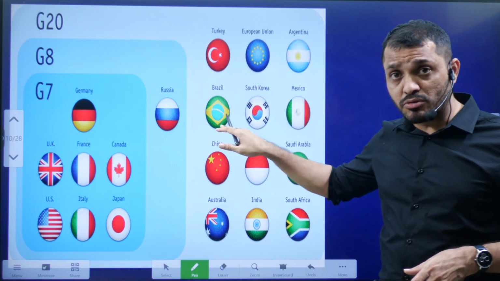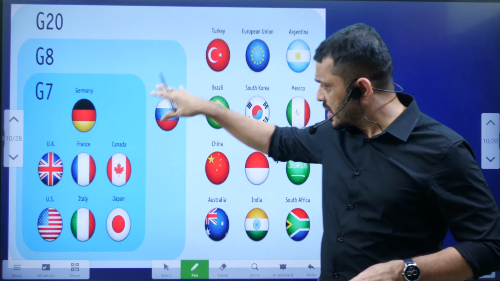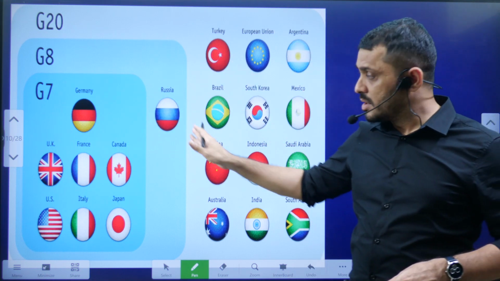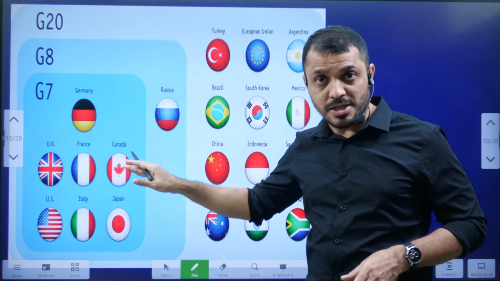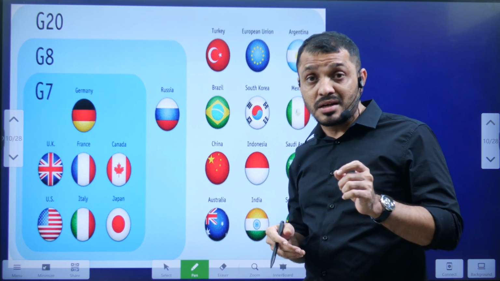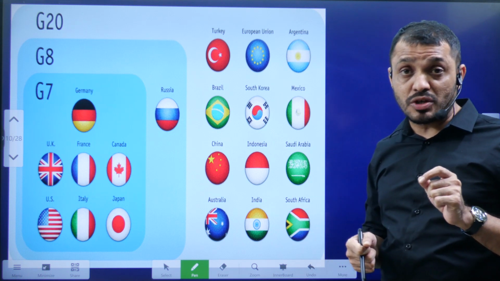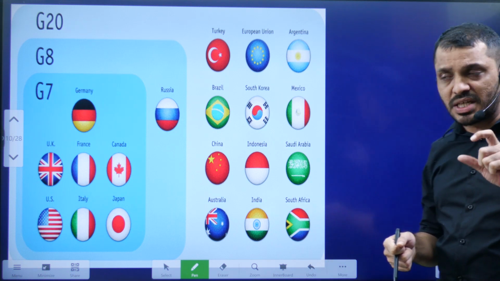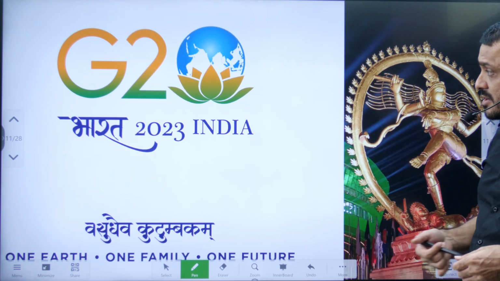So G20 includes the G7, Russia and the rest of the member countries. Previously Russia used to be in the G7 as well. At that time it was G8. When Russia occupied Crimea in 2014, Russia was expelled from the G8. So G8 became G7.